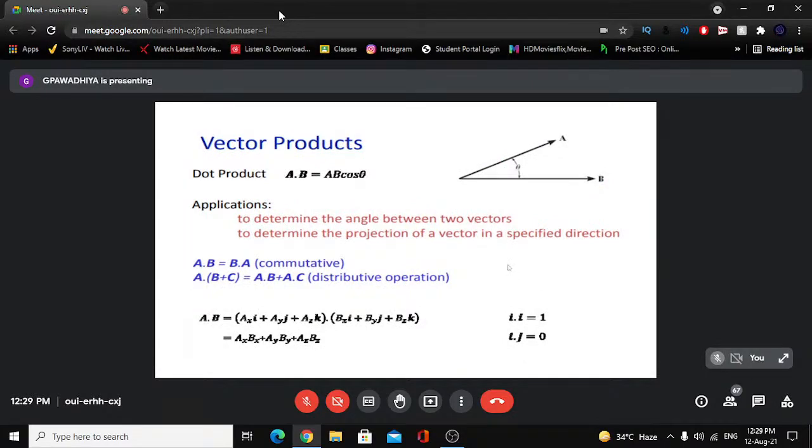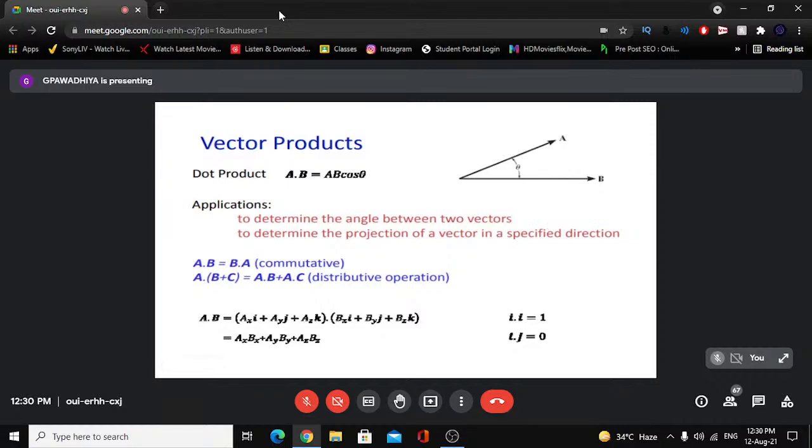Let's come back again to the vector mechanics, the mathematics of vectors. Here you see there are two vectors A and B. If we take the dot product of A and B, then A dot B is equal to AB cos theta. From this relation, if you want to find the angle between the two vectors, simply A dot B divided by the product of the magnitudes of A and B is equal to cos theta. So cos inverse of this value will give us the angle between the two vectors. Now A dot B and B dot A are commutative.